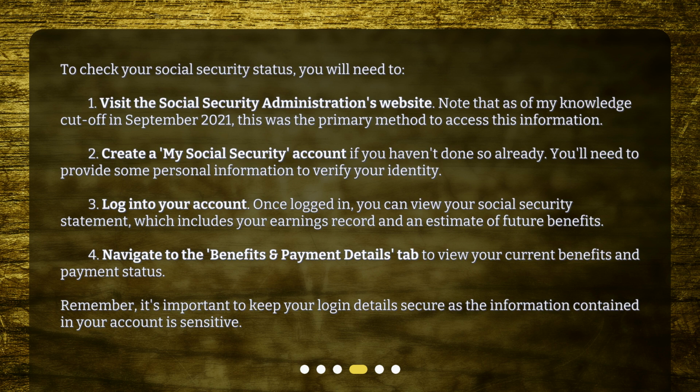3. Log into your account. Once logged in, you can view your Social Security statement, which includes your earnings record and an estimate of future benefits. 4. Navigate to the Benefits and Payment Details tab to view your current benefits and payment status. Remember, it's important to keep your login details secure, as the information contained in your account is sensitive.